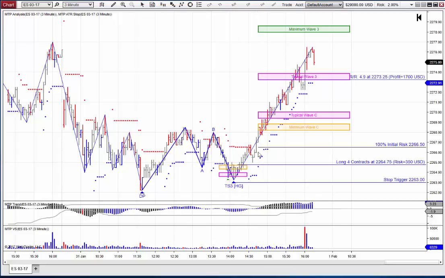So the point being is that the market goes up to the first target there where the profit was 4.9. Can I call that 5? In other words, approximately 5 times greater than the initial risk. Remember that losing trade there was -1.